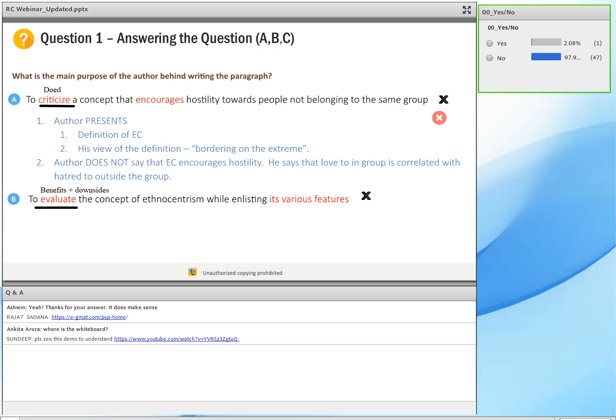And this brings me to another very important thing. When you're reading the answer choice, you should have the skill of understanding or visualizing what the answer choice is already saying. So the moment you see evaluate, benefits and downsides should start to pop in your head automatically. When that happens, that's when you save time. That's when you are deliberate towards your decision making. That's when you reject this answer choice right away.